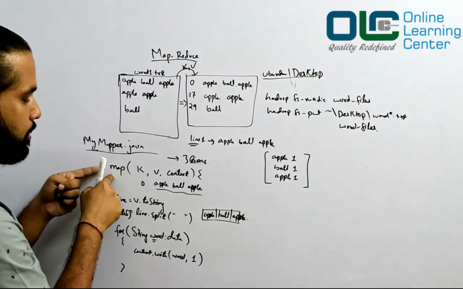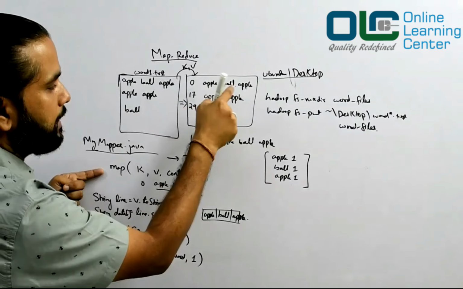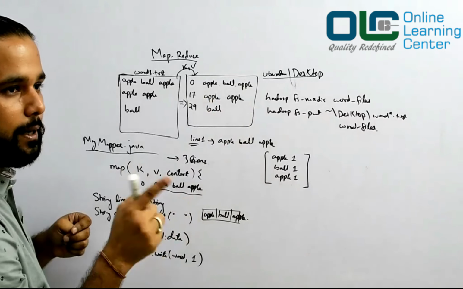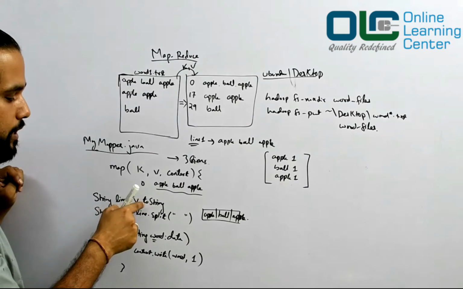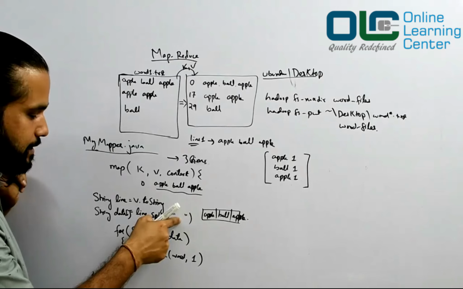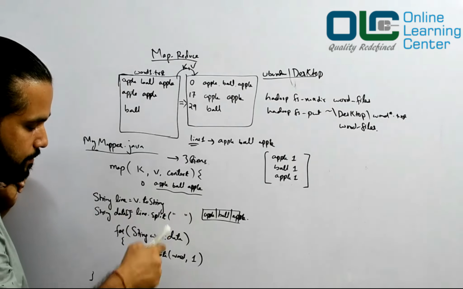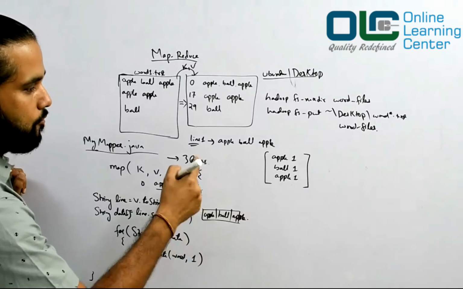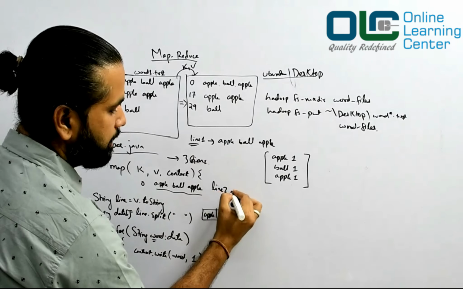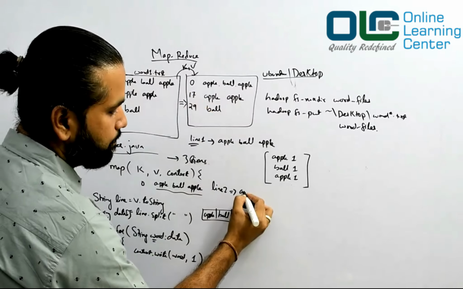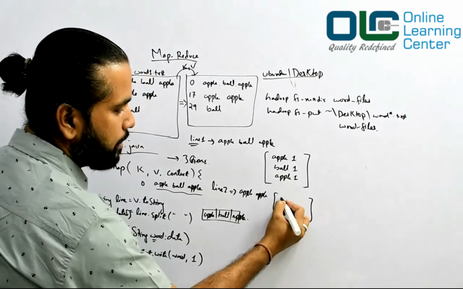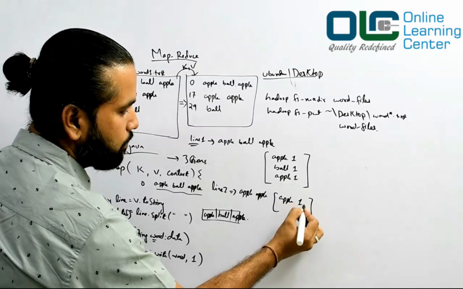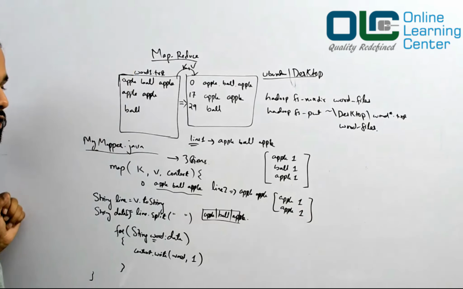Second time this map would again be called for the next line. Next line has only apple and apple. So again you are converting that to string, you have split them, you got an array. This time the for loop will iterate 2 times and you will say apple 1, apple 1. So for line 2, you have apple and apple, and you are going to emit apple 1, apple 1, right?